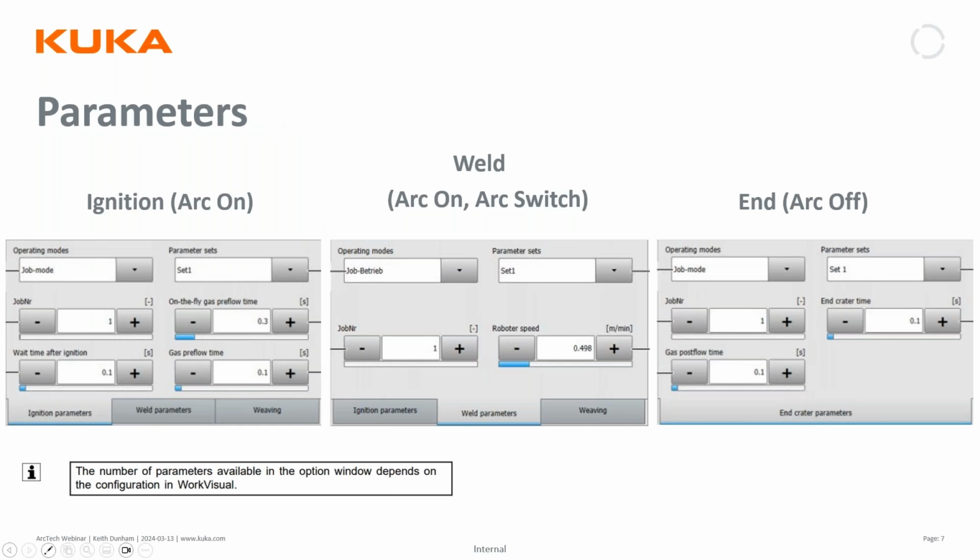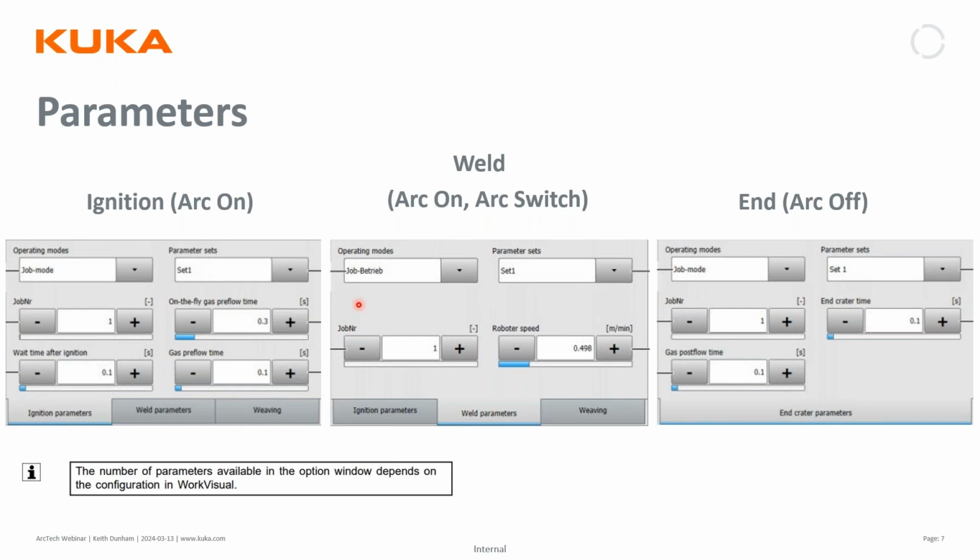Once you open those windows, this is based on Fronius job mode. Obviously other power sources would have different options. Your mode is job mode. You can select your job number, and if you have any parameters set, you could call them. Wait time after ignition is the time you can set before the robot begins to travel once the ignition arc has started. And then obviously you have a pre-flow time, and then an on-the-fly gas pre-flow time, which happens prior.